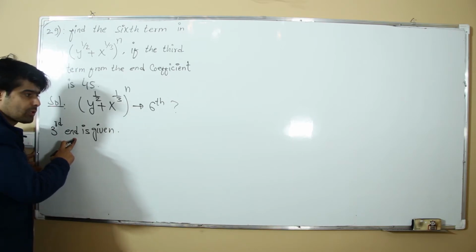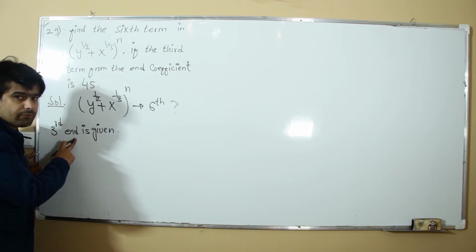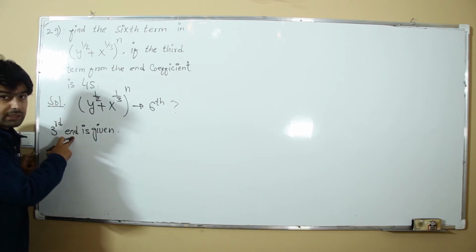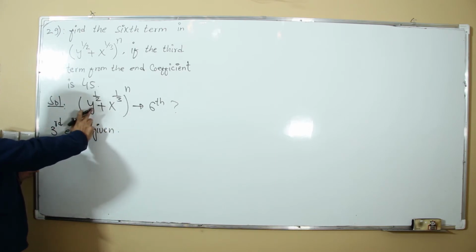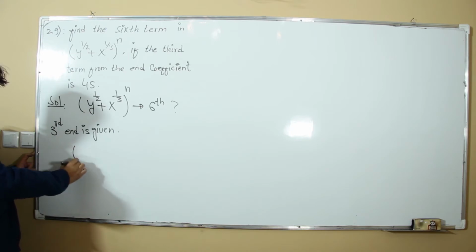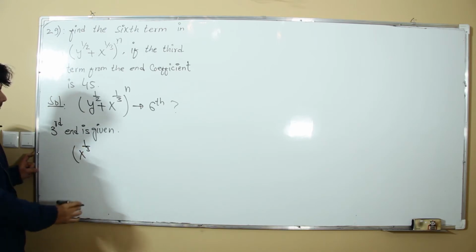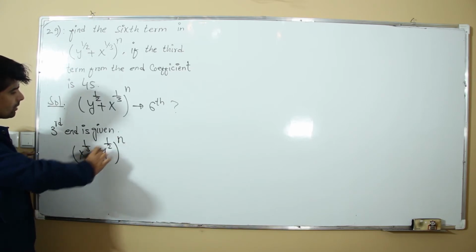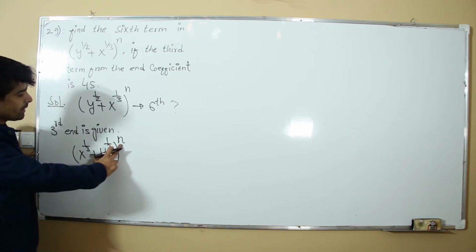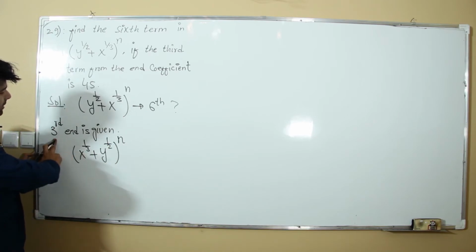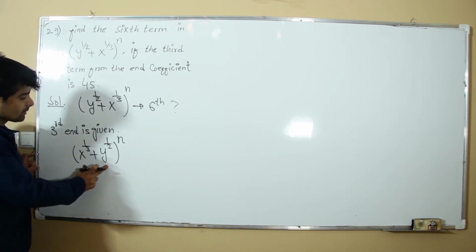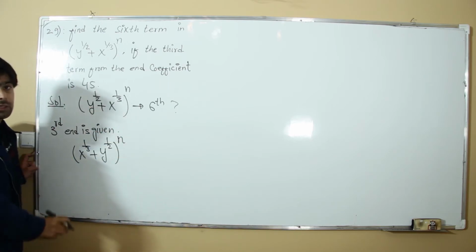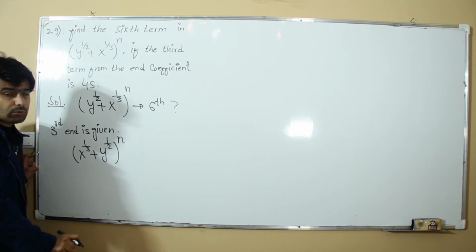So I mentioned in the previous lecture, if a term from the end is given, then replace the a and b terms. I mean (x^(1/3) + y^(1/2))^n. Now try to talk about the third term from the beginning, that is the third term from the end of the original binomial expansion.